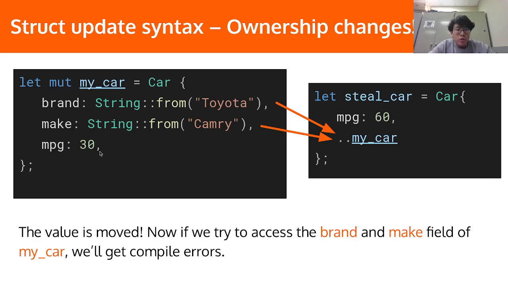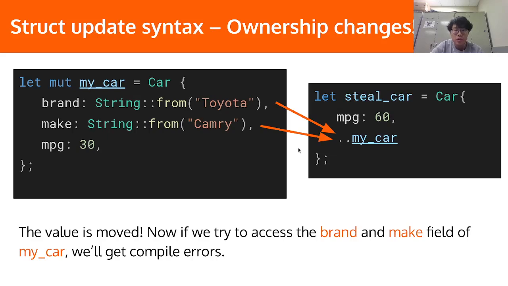One thing to take note of when using this struct update syntax is that the ownership does change. For example, I bring up the example from the previous slide. I redefined MPG, but for brand and make, I decide to use the value from my car instead. What happens here is that the values of brand and make, like Toyota Camry, will be moved into this new struct called steal car. So now if we try to access the brand and make of my car, the compiler will give a compile time error and we will not be able to use it.